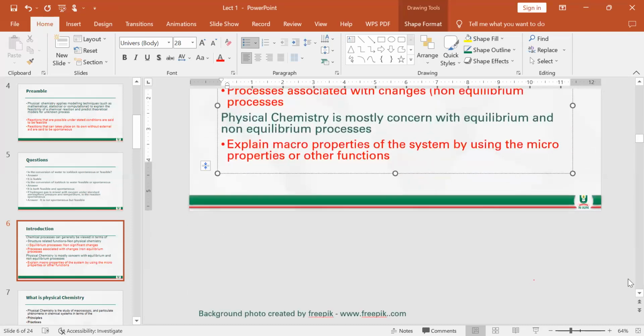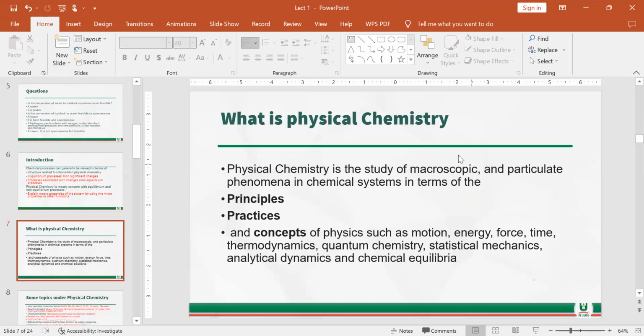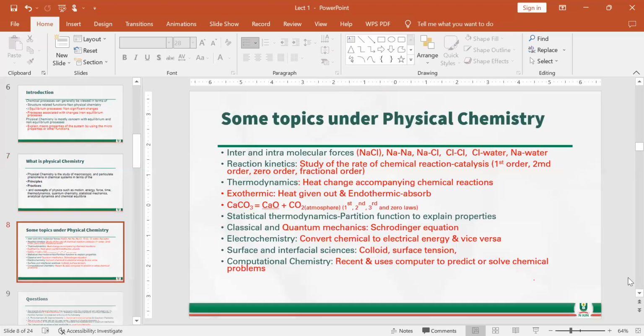So what is physical chemistry? Physical chemistry is the study of macroscopic and particulate phenomena in chemical systems in terms of the principles, practices, and concepts of physics such as motion, energy, force, time, thermodynamics, quantum chemistry, statistical mechanics, analytical dynamics, and chemical equilibrium. These are some of the concepts mentioned in physical chemistry.